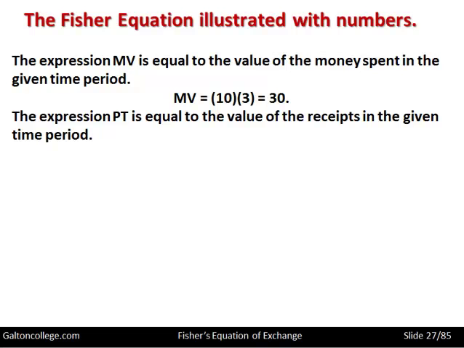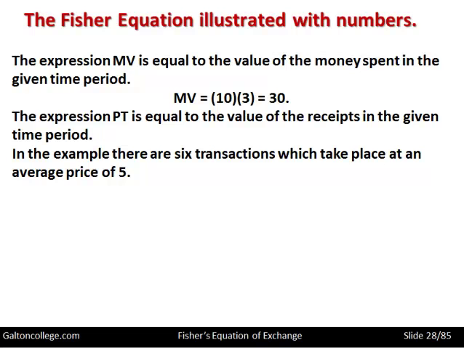The expression PT is equal to the value of receipts in the given time period. In the example, there are 6 transactions which take place at an average price of 5. So PT equals 5 times 6, which is 30. In other words, our expenditure is equal to someone else's receipts, which must be the case. That's the only way the money can go. If I spend it, someone else receives it. My expenditure must be matched by someone else's receipts.